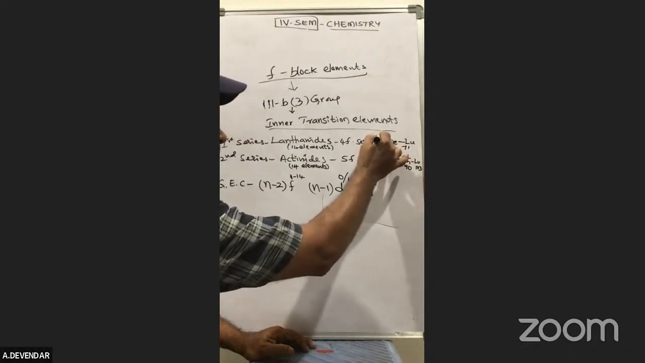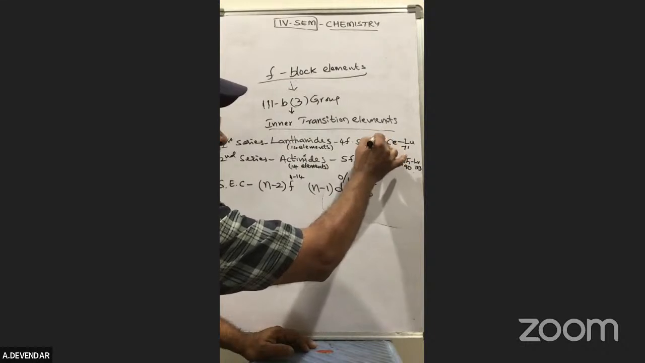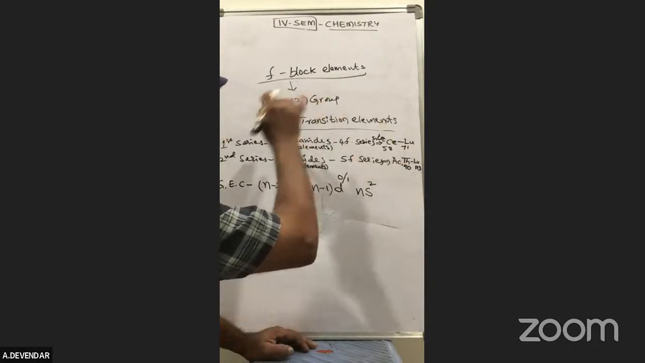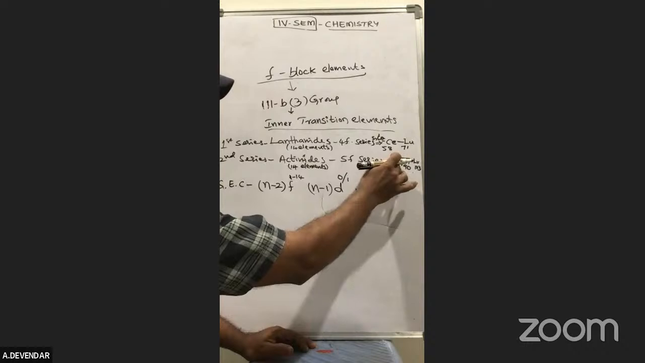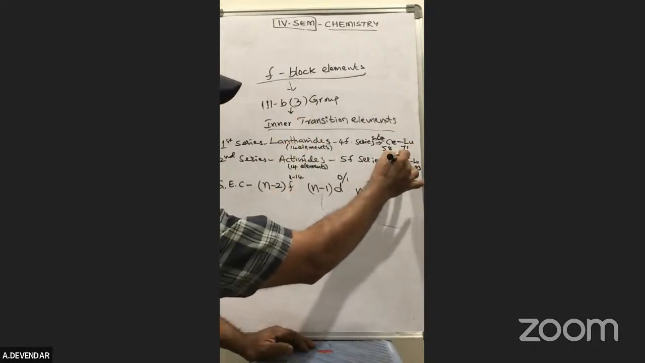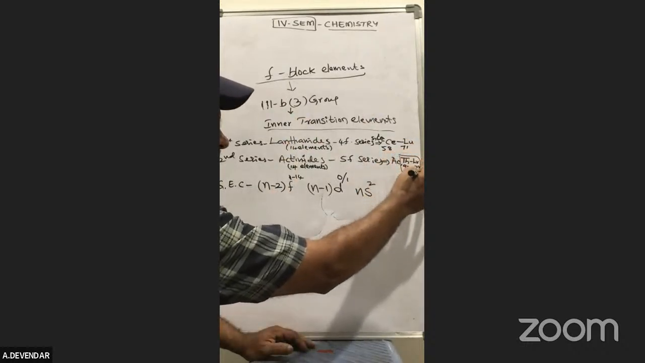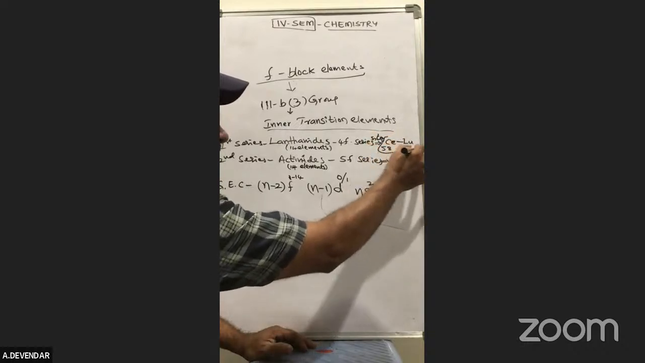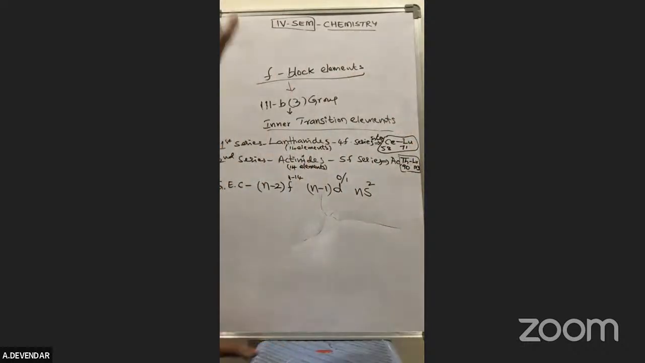Before that, we have lanthanum 57. Actually, lanthanum belongs to the d block. Actinium belongs to the d block. From these only, we have the 4f series, cerium to lutetium, and thorium to lawrencium. Thorium to lawrencium is nothing but the 5f series, that is the actinides. Okay, this is the general electronic configuration.